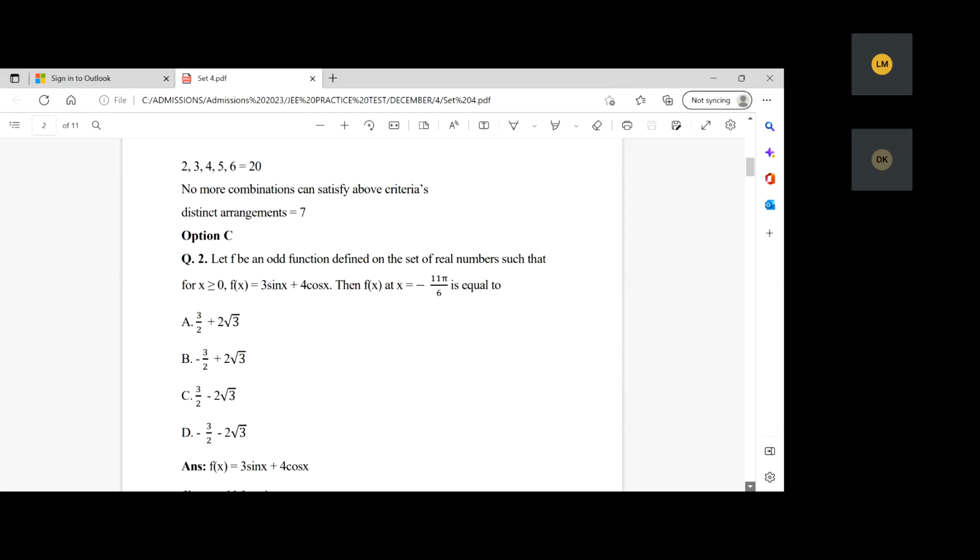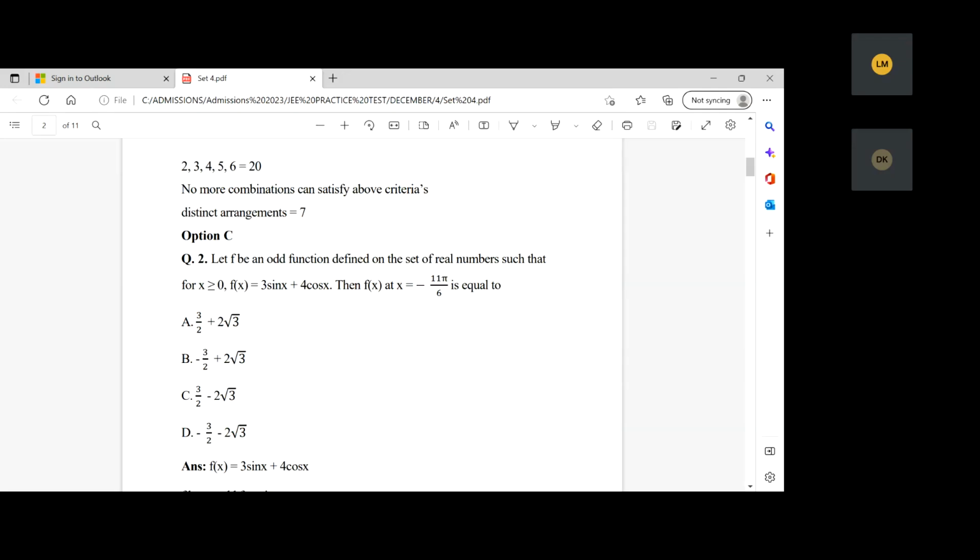I think this is a similar question to all of you, some sort of a similar type of question which you have already completed or seen when you are doing your mathematics problems. The clues given: I have the function f of x, x is greater than or equal to 0, f is an odd function defined on the set of real numbers. I need to find f of x at the particular point where they have given the value of x as minus 11 pi by 6.